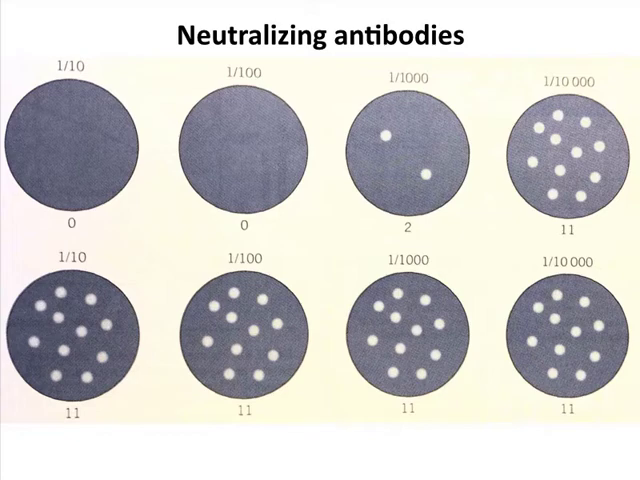On the top left is a 1 to 10 dilution of your antiserum. So we take blood from you, we separate out the cells, and the clear part that's left, we dilute it 1 to 10. We mix it with virus before infecting the cells, and you can see there are no PFU. 1 to 100, we have no PFU. But now if we dilute it 1 to 1,000, we have a little bit of virus infection, 2 PFU. And at 1 to 10,000, now there's no more neutralizing activity.